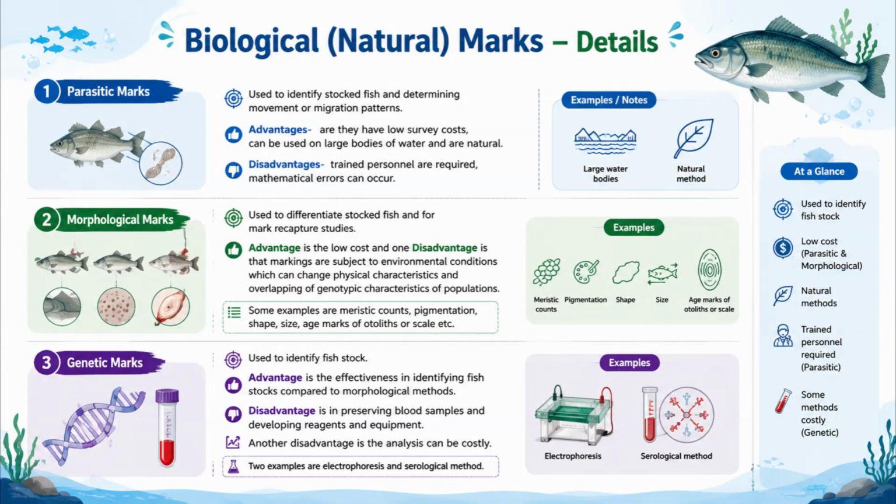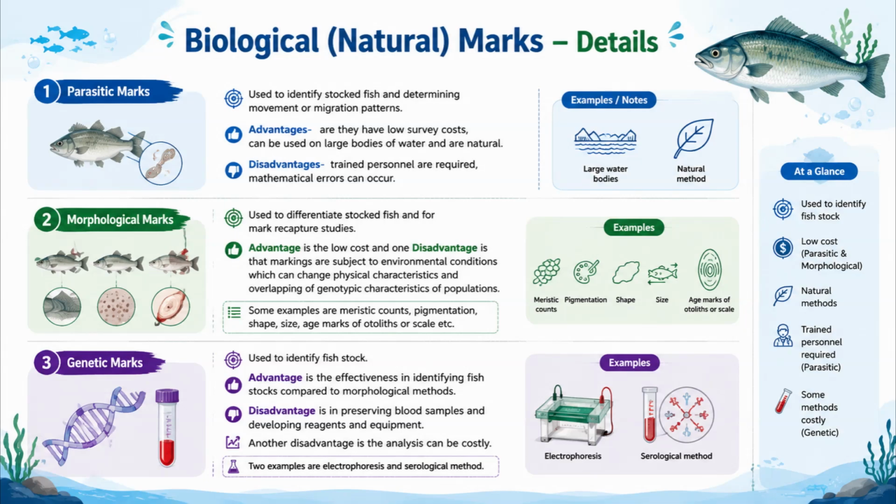Next are morphological marks. These marks help scientists differentiate fish stocks and are widely used in mark recapture studies. Their main advantage is low cost, but environmental conditions can change physical characteristics, making identification difficult. Examples include meristic counts, pigmentation, body shape and size, and age marks of otoliths or scales.